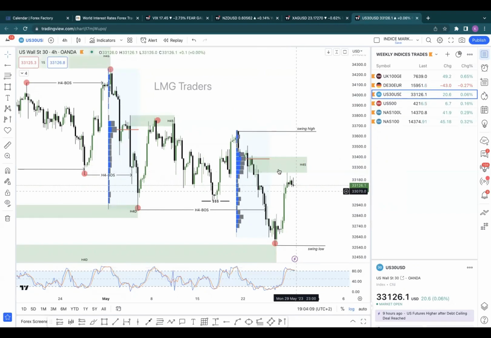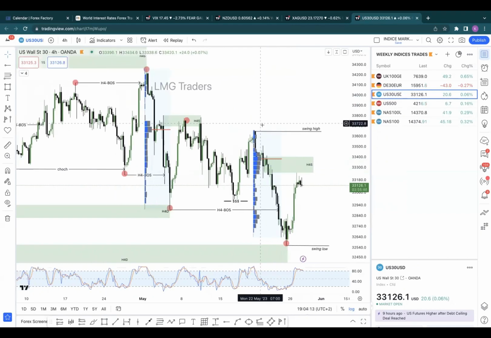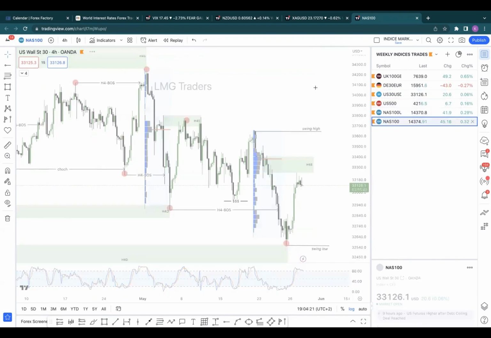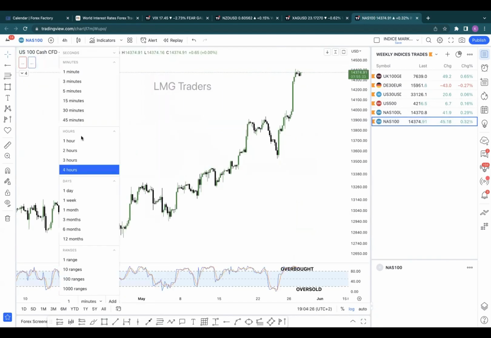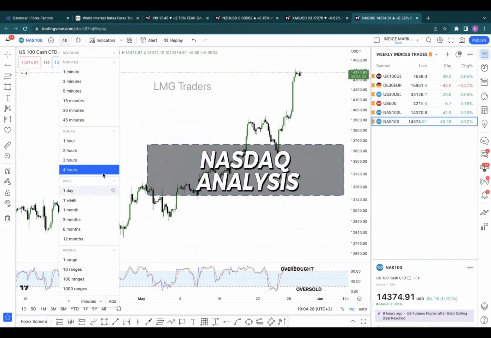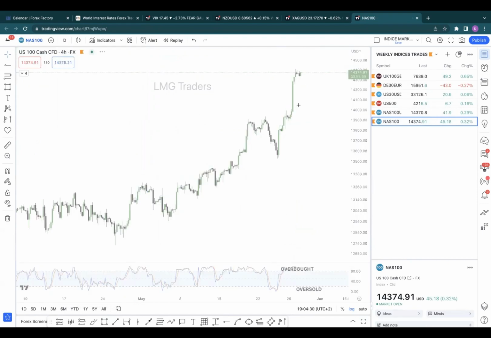So this is probably the cleanest setup that I have on indices. I'll be heavily focusing on US30, and I'll let NASDAQ and S&P 500 develop a bit more. As for NASDAQ, I'm not even looking at it on the 4-hour time frame. I'm looking at it from the daily perspective, so I'll go to the daily time frame and show you what I've highlighted.